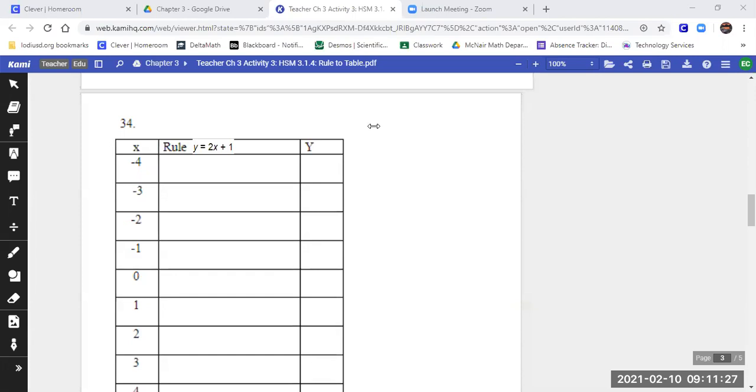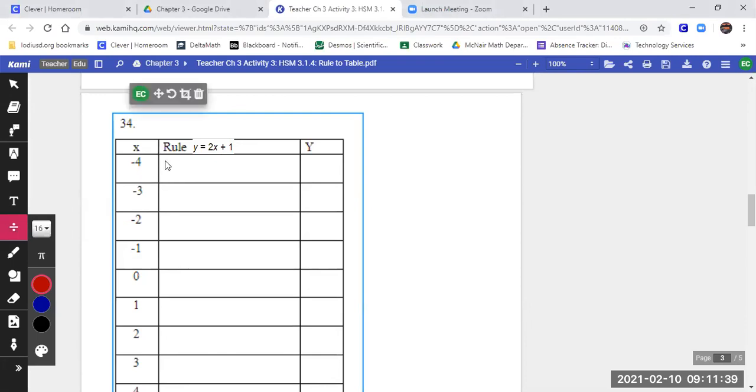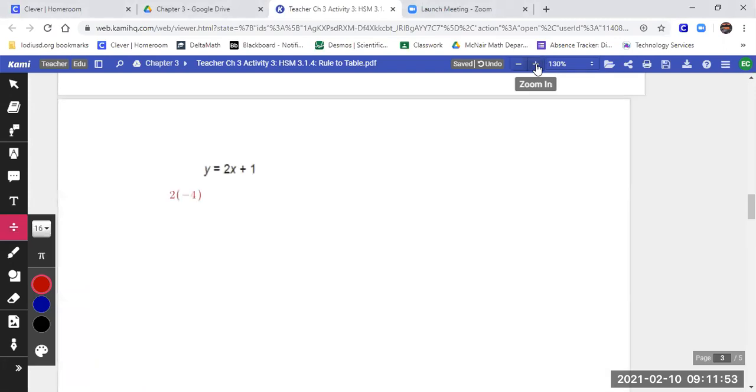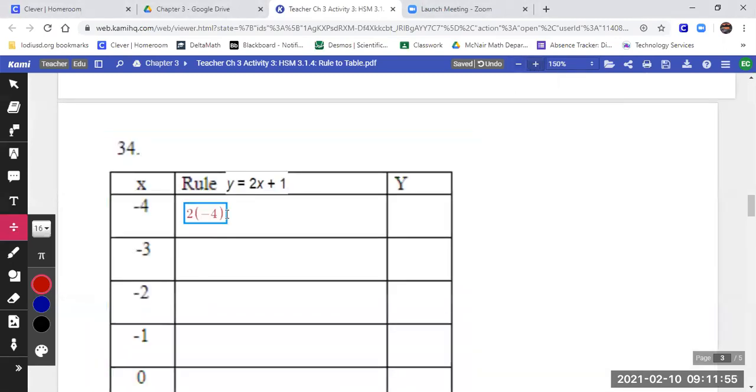So we're going to go ahead and we're going to plug in the -4 to this. We did these a long time ago, but now they're coming back. Equation, click on the box. Okay, I don't need the y equals, I just need the 2 parentheses -4. Let me zoom in just a smidge. Okay, and then according to the rule, I'm supposed to add 1 to that.